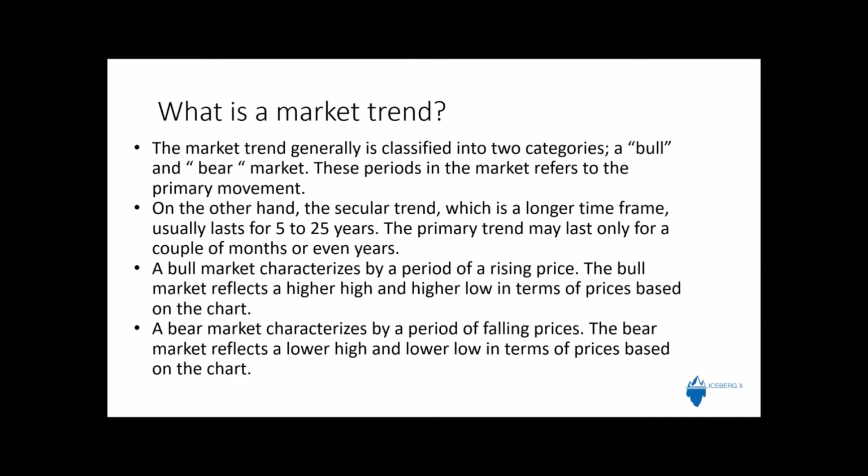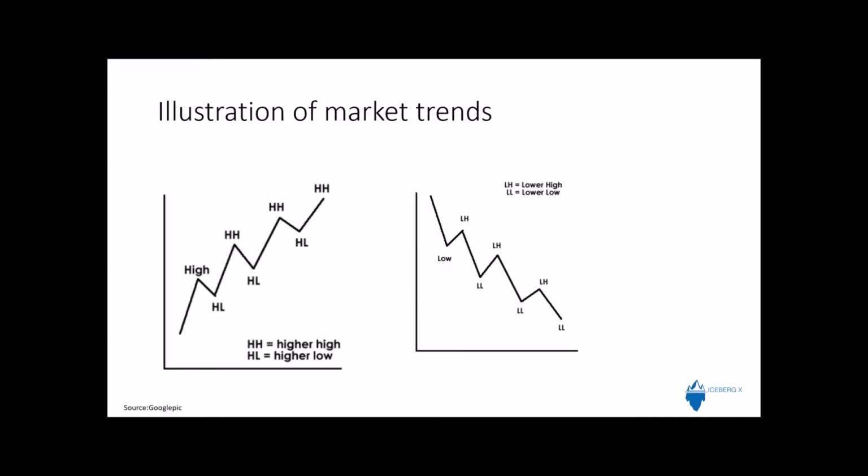Now, in a bear market, it's vice versa. In a bear market, it's normally categorized by lower highs and lower lows. If you see a market that's always trying to break lower and lower prices, that signifies that the market is in a bearish phase. Just to depict what I mentioned in a graphical image, you can clearly see the picture on the left is showing an uptrend, where the peaks of the prices are going higher and higher, and the troughs are also making higher lows.